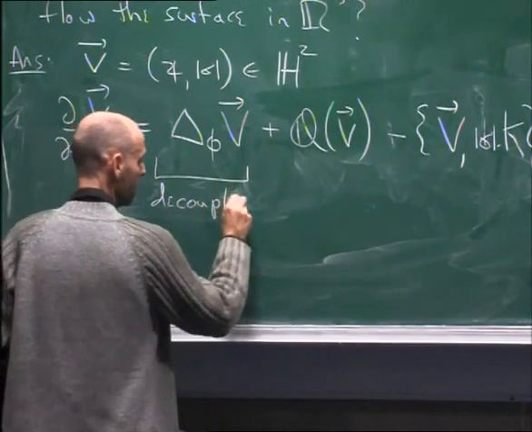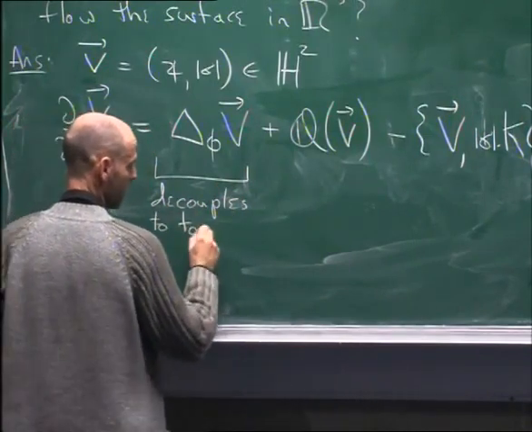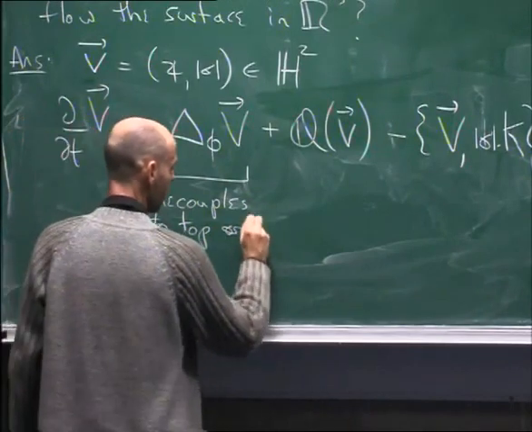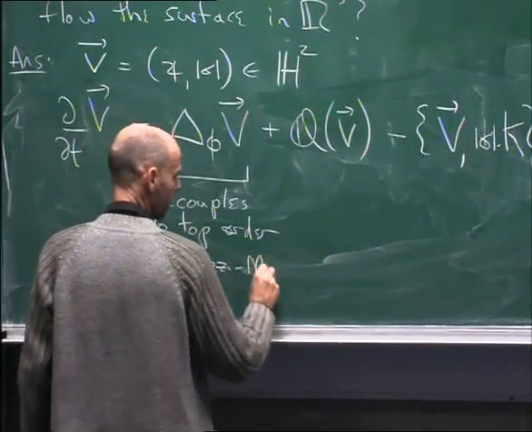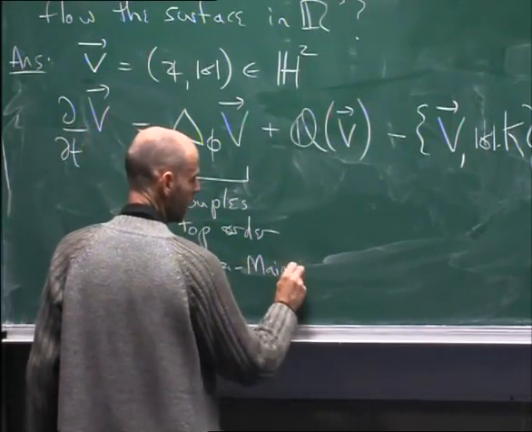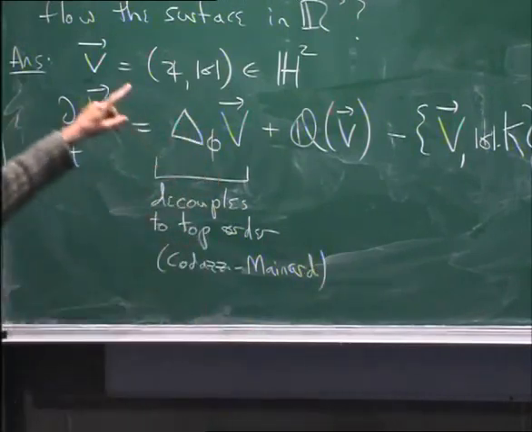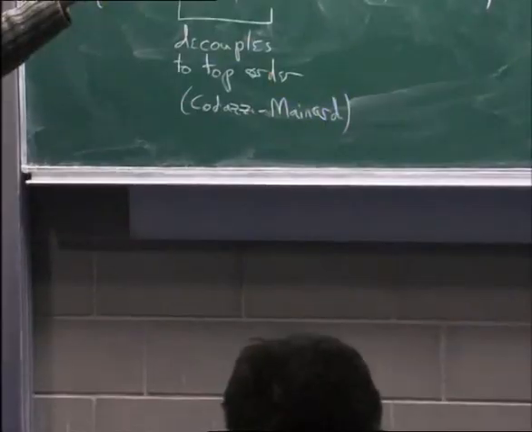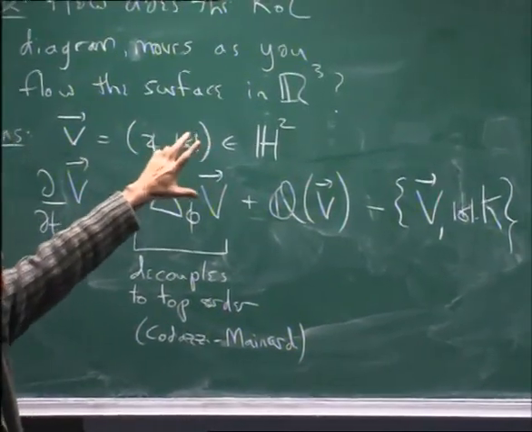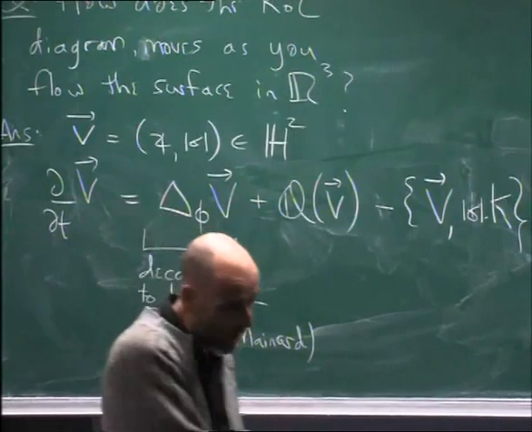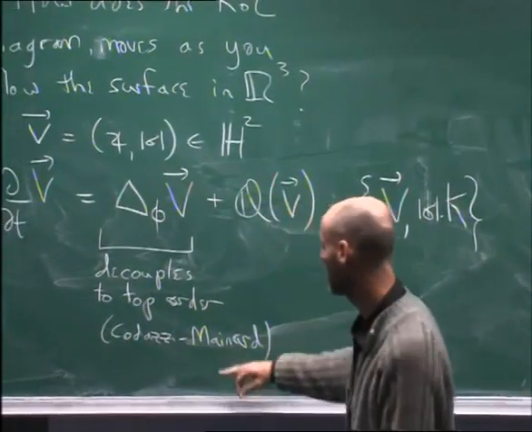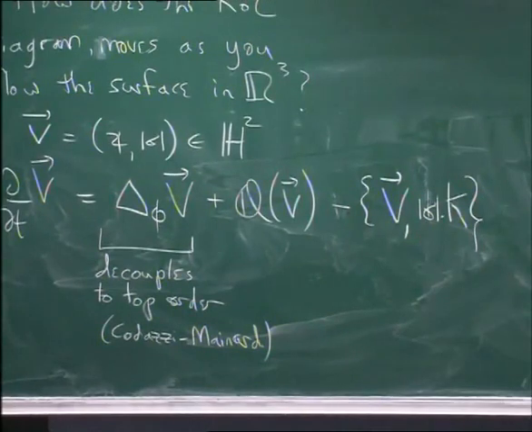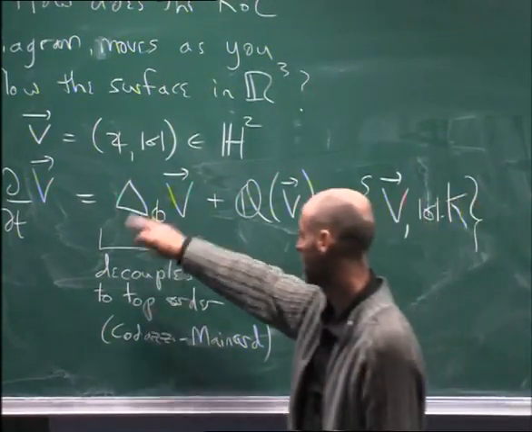Now, the reason it decouples to top order is because of the Codazzi-Mainardi equations. For example, it would be nice if every mapping into the sphere came from a surface in R3, but that's not the case. If you give me a mapping from the sphere into this hyperbolic space, this curvature space, that does not mean you have a surface in R3 that gives you that. There's a compatibility condition, which is Codazzi-Mainardi, or its derived version. Because of that, it decouples the equation to top order. So it's parabolic, well, it depends on the original operator, I guess.